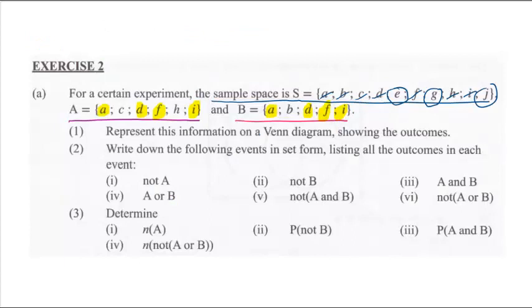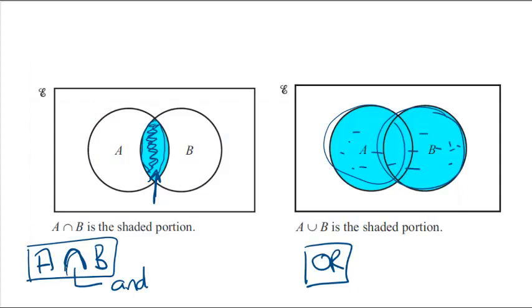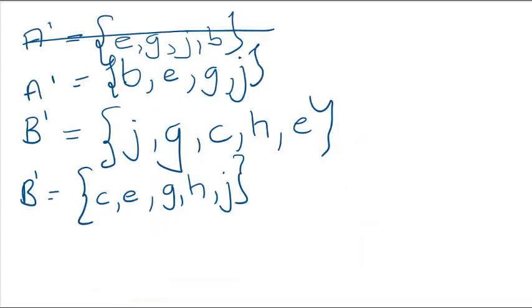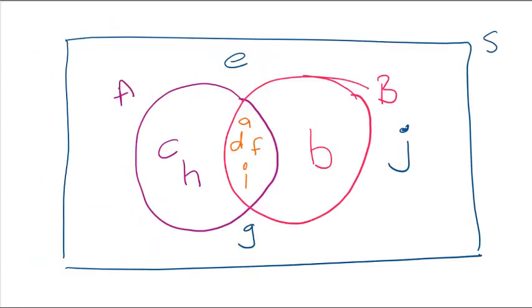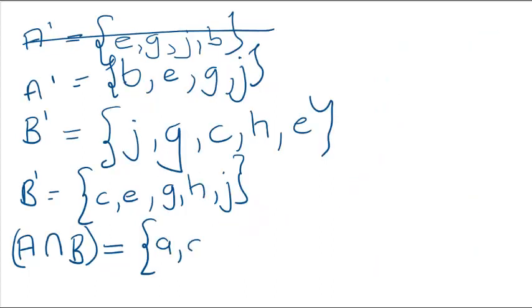A and B. Now, it's important for you to remember the difference between and or. So A and B is the middle section. Let's do A and B. I can actually put those in brackets, equal to curly brackets, and that is going to be ADFI. Close curly brackets. Next question.